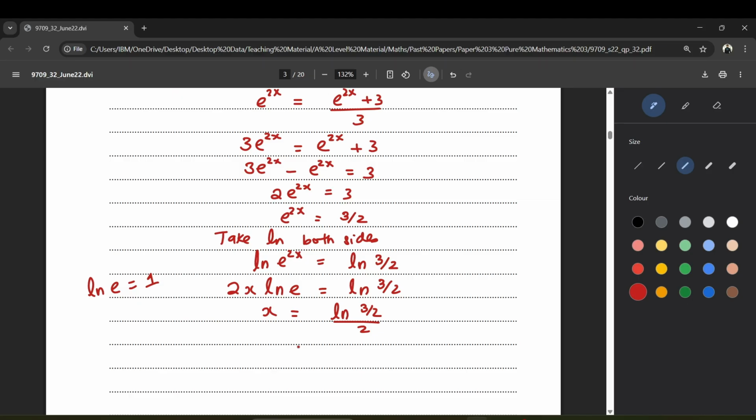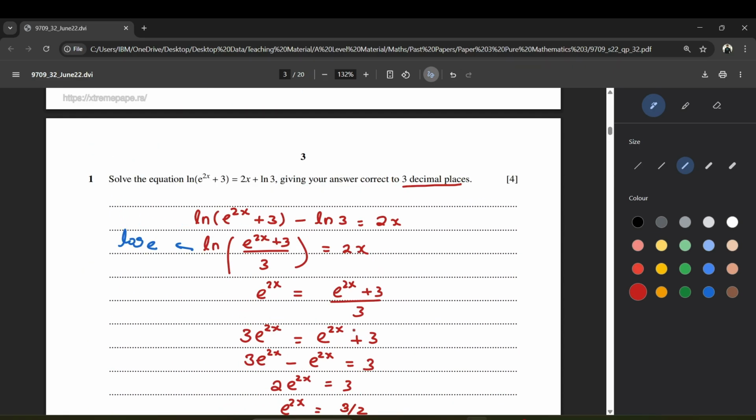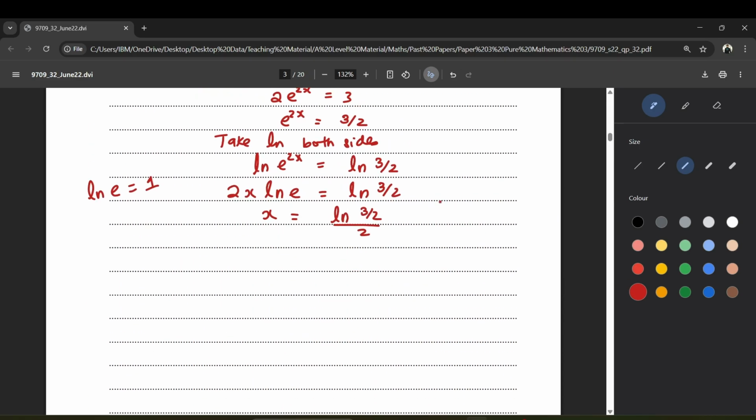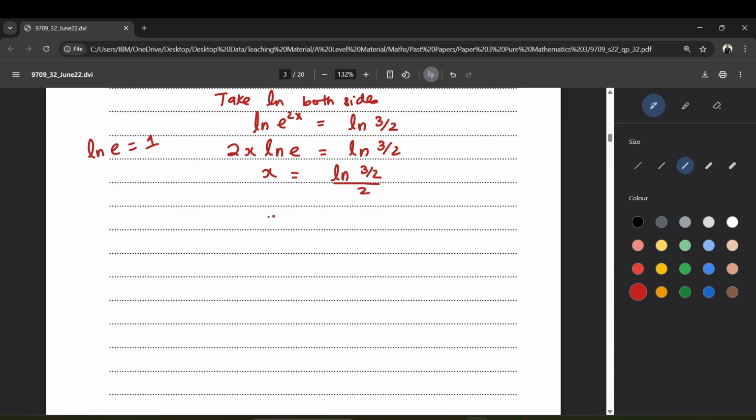Okay. So if the question would have asked you to leave this in exact form, we would have left it in this form. But it asks you to give your answer to 3 decimal places. So we will calculate this. So we have ln 3 divided by 2 divided by 2. So that gives us 0.203.